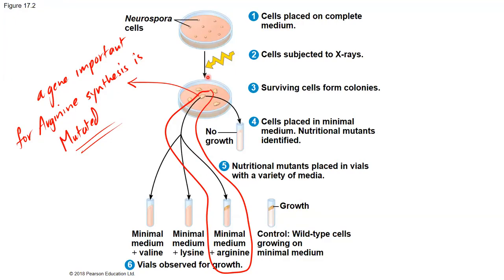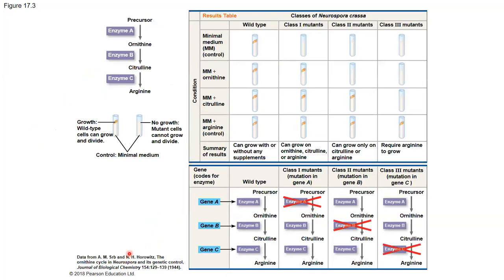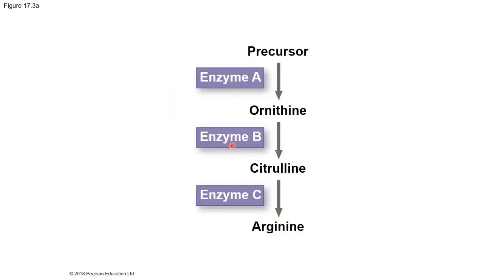So again, this is the experiment done by Beadle and Tatum, and two scientists, Srb and Horowitz, continued the work of Beadle and Tatum, and they were able to determine that there are three enzymes, here called enzyme A, B, and C, required for the synthesis of arginine in Neurospora. Okay, so this is an example of a metabolic pathway.